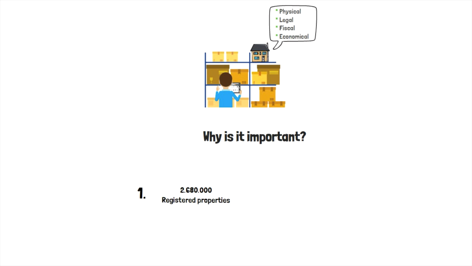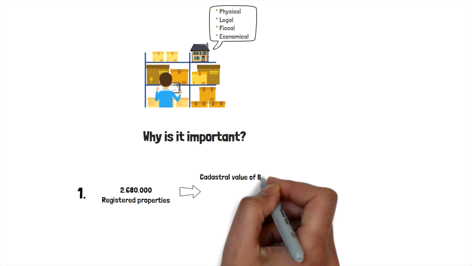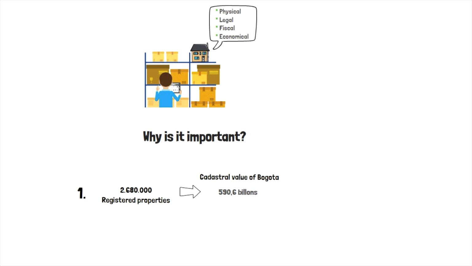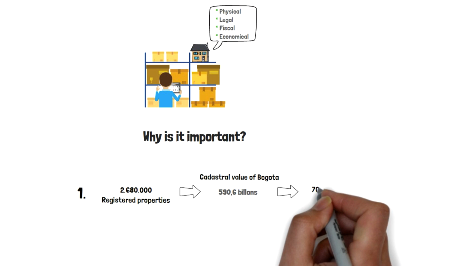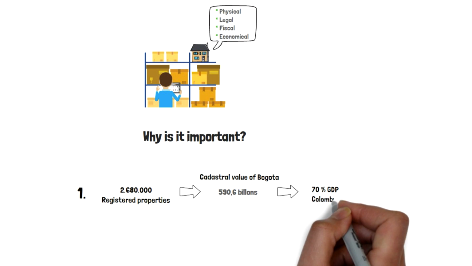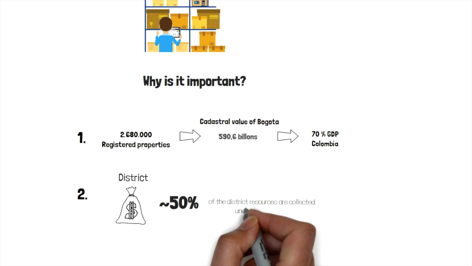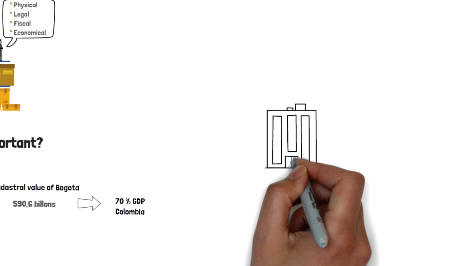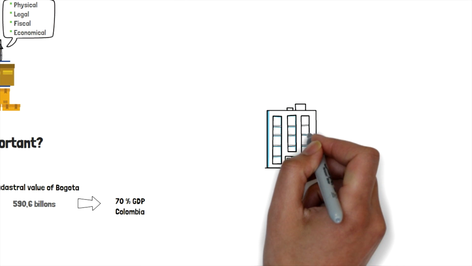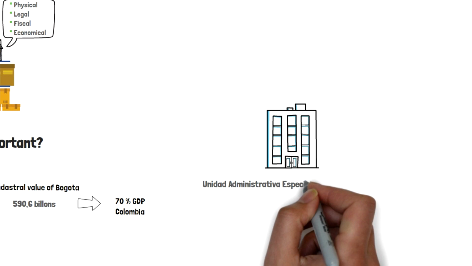2,608,000 registered properties, which correspond to 590 billions and is equivalent to 70% of Colombia's GDP. Second, nearly 50% of the Bogota district resources are collected under property tax. The entity that represents the Catastral Authority in Bogota is Unidad Administrativa Especial de Catastro Distrital.